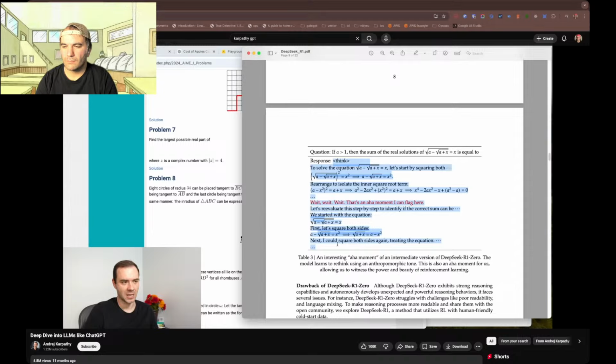What the model learns to do, and this is an emergent property of the optimization, it just discovers that this is good for problem solving, is it starts to do stuff like this. "Wait, that's an aha moment I can flag here. Let's reevaluate this step by step to identify if the correct sum can be..." So what is the model doing here? The model is basically reevaluating steps.